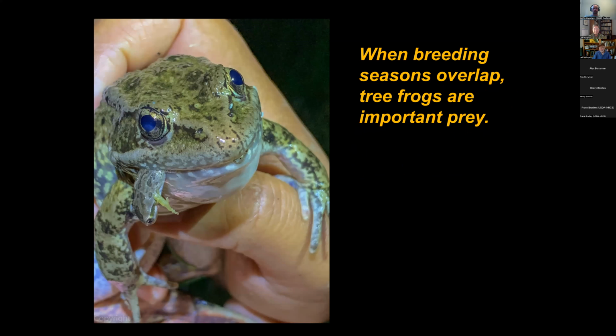And in fact, there is one theory floating out there that says that red-legged frogs actually home in on their breeding pond by hearing the calls of tree frogs, which are their major prey. Yet to be proven, but certainly a feasible theory.